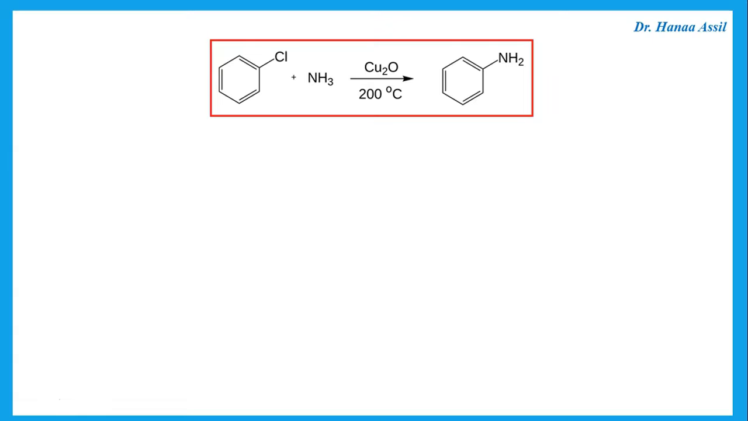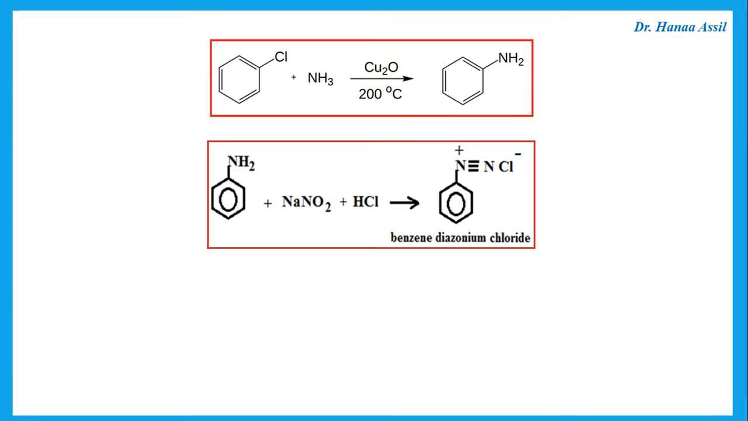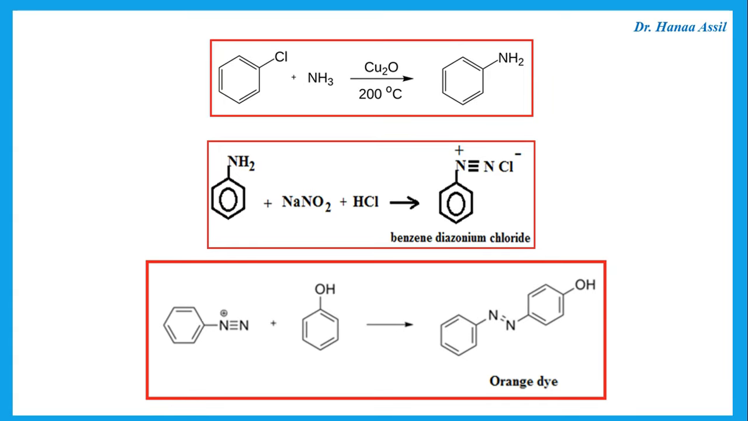Chlorobenzene, if I want to change that to phenylamine, then I add ammonia in presence of copper(I) oxide and 200 degrees Celsius. How do we prepare a diazonium salt? We start with the phenylamine, react with sodium nitrite and HCl, and remember this reaction is done at 5 degrees Celsius to give the diazonium salt.